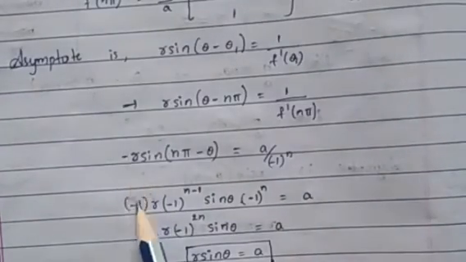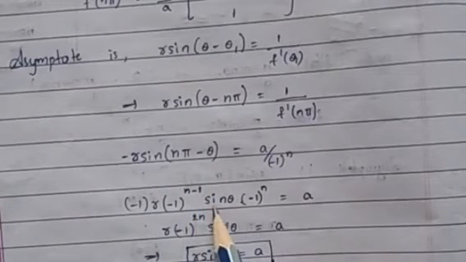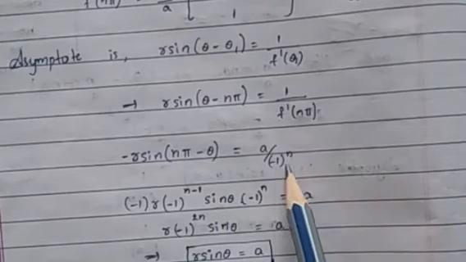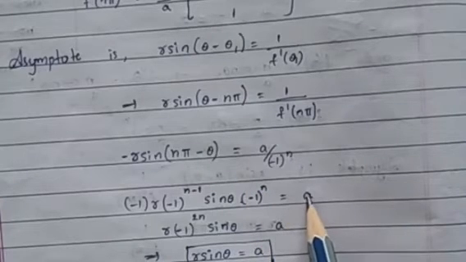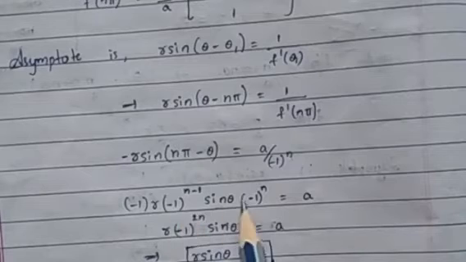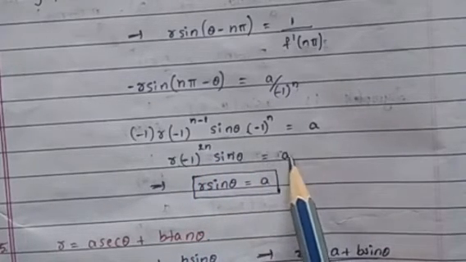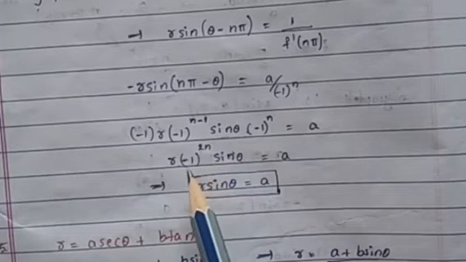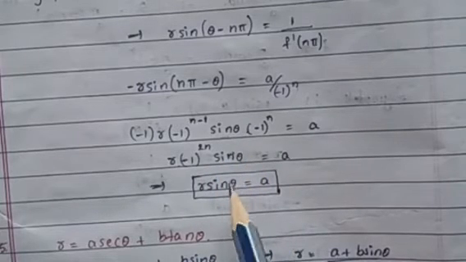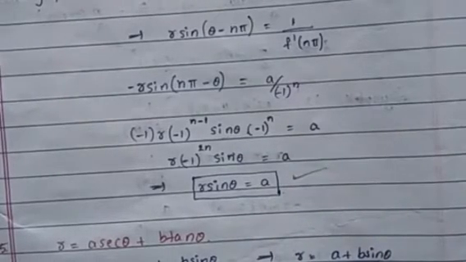We write minus 1 into r into sin n pi minus theta is minus 1 all to the power n minus 1 sin theta, and minus 1 power n I have cross multiplied. I get minus 1 all to the power n is equal to a. Next, adding all the minus 1s, I get r into minus 1 all to the power 2n into sin theta which is equal to a. Minus 1 all to the power 2n means 1. So we say r sin theta which is equal to a. This is the required asymptotes.